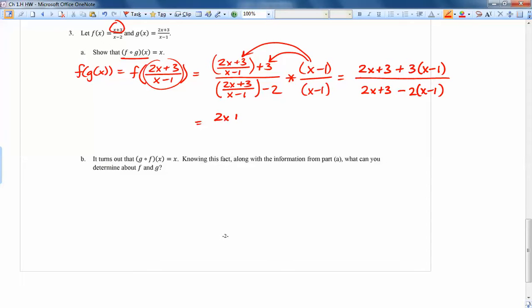So if I work out the top and distribute over the bottom, then I can simplify. So I get 5x on top, and I get 5 on the bottom, so that equals x. By the way, the domain restriction comes out of this: x can't be 1.